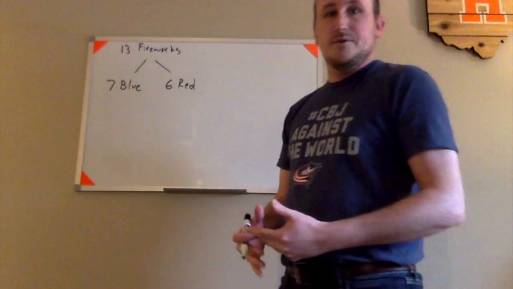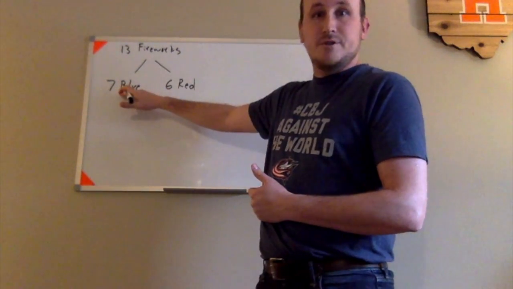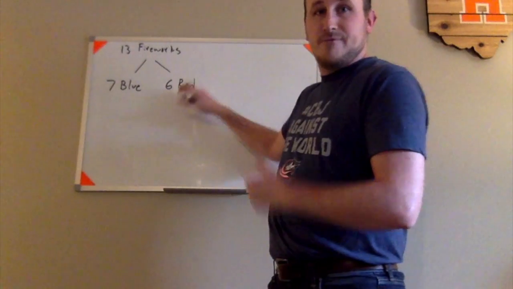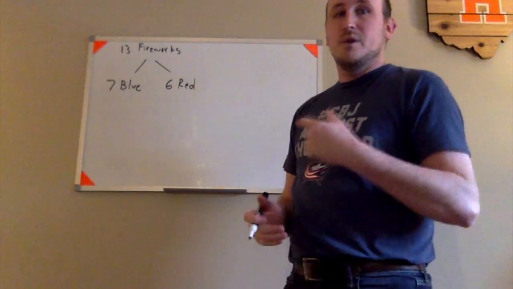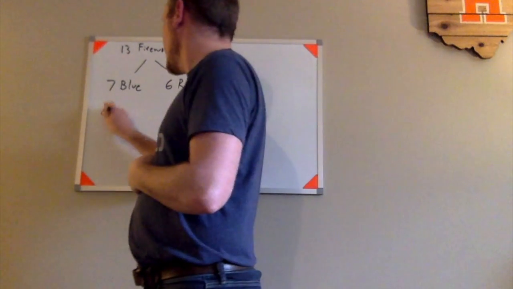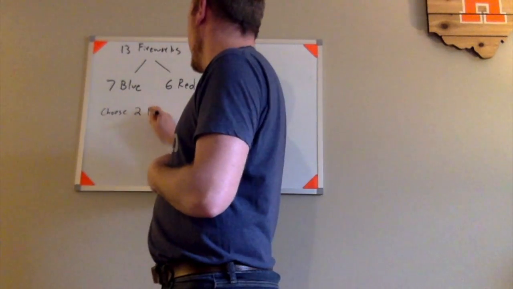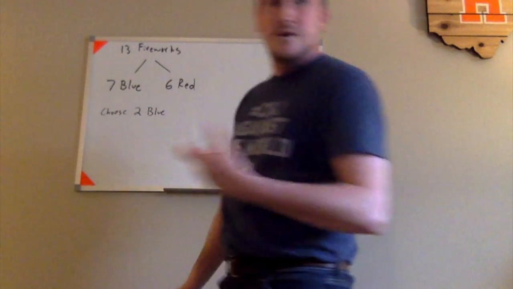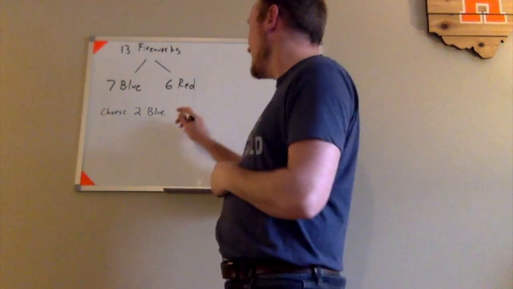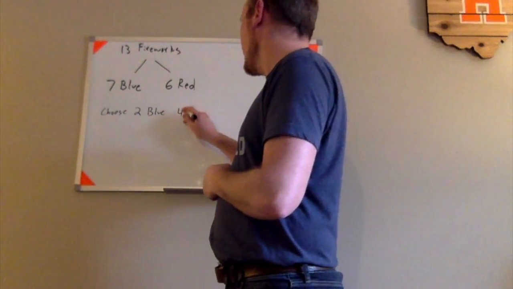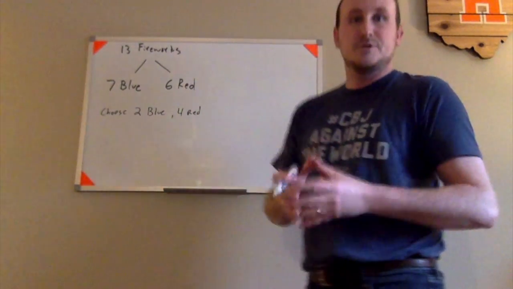Okay, so here's what we know so far. We know that we have 13 fireworks, 7 of which are blue and 6 of which are red from our remaining fireworks. So I've illustrated that here on the whiteboard. We must choose 2 blue, because they want to know the probability of choosing exactly 2 blue, and that means we have to choose 4 red, because they told us we were choosing 6 altogether.